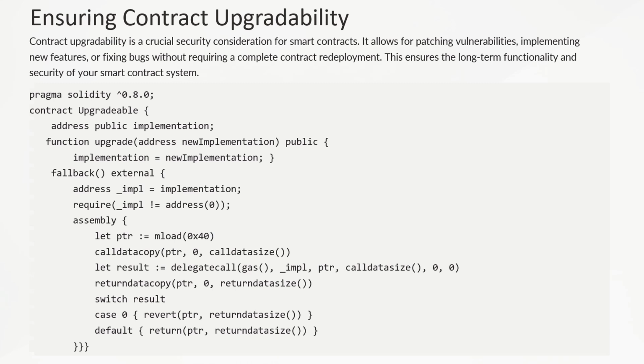It also handles the return values and exceptions, reverting the call if it fails and returning the result if successful. In summary, the upgradable contract represents a powerful mechanism for maintaining and updating smart contract logic without disrupting the state and data stored in the contract. This approach provides flexibility for patching vulnerabilities, implementing new features, or fixing bugs without requiring a complete contract redeployment, enhancing the long-term functionality and security of the smart contract system. Embracing upgradability in your contracts ensures they remain adaptable and relevant, much like keeping software up to date.